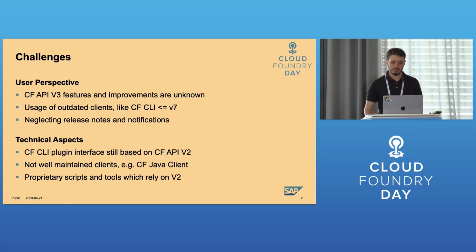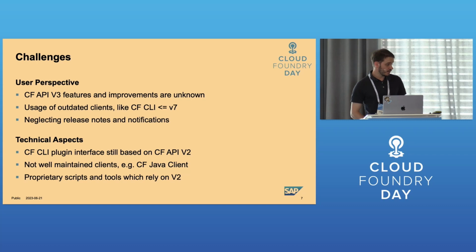Talking about other clients, there are some clients which implement V3 quite well. For example, there's a Python client which is quite good in that area, but there are also other clients like the CF Java client, which still heavily relies on the V2 API and is also not that well maintained anymore, and it's difficult to get contributions in.